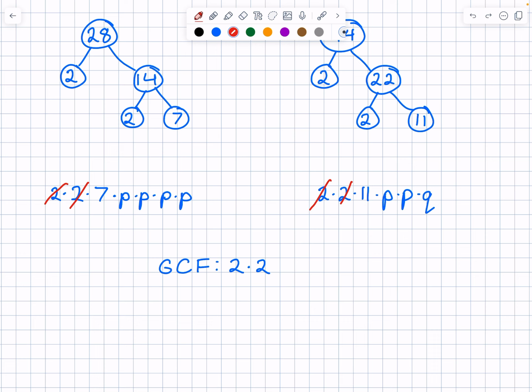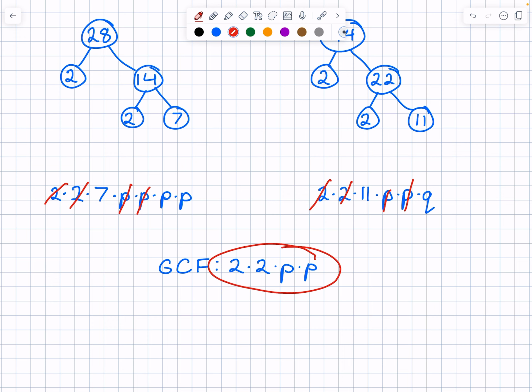They do have a p, so I'm going to cross off one of the p's and write a p. But then look, there's another one. They have a second p in common, so I can write a second p. Now there are no more p's over here, so I can't add any more. I'm done. And there is no q over here, so I cannot add q.